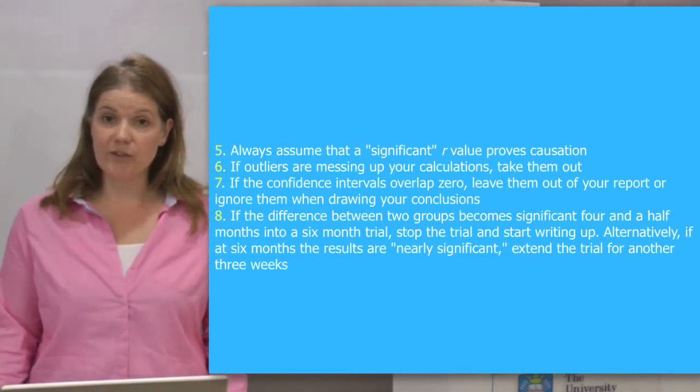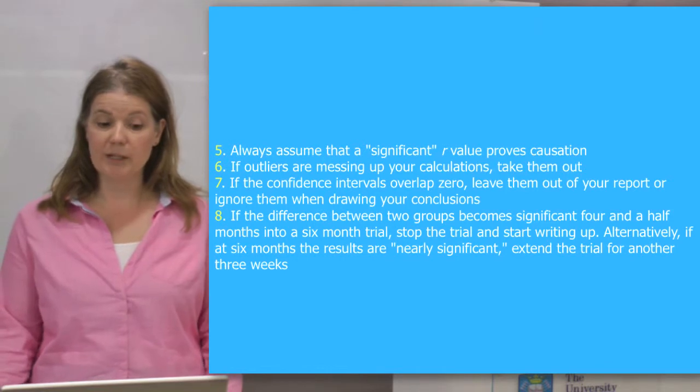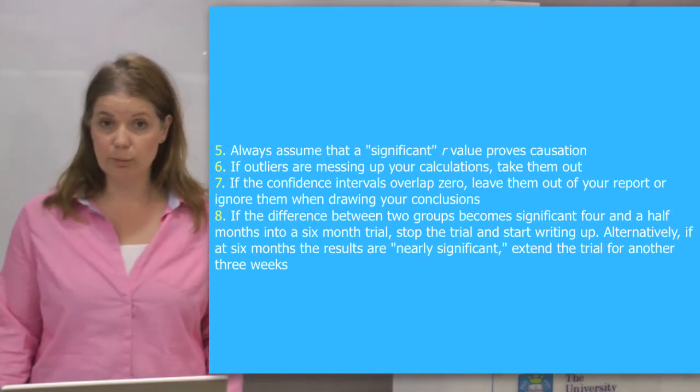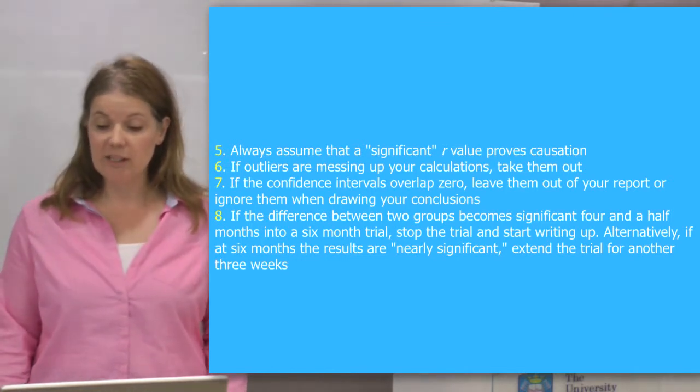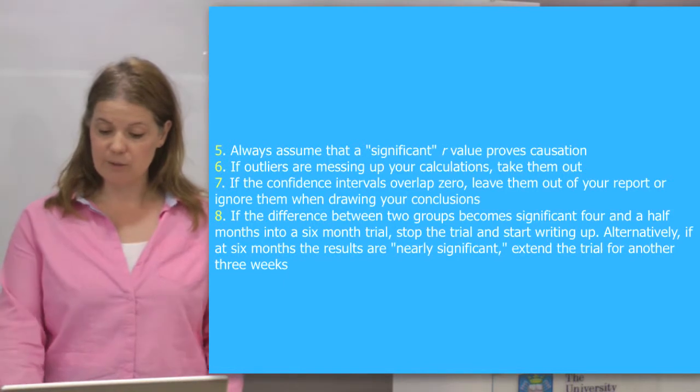Alternatively, the other thing we often see is that if a trial is meant to go on for 6 months, the analysis has been done and they're nearly significant, i.e. p equals 0.06, then the trial might be extended for another 2 or 3 weeks until that significant result is found.